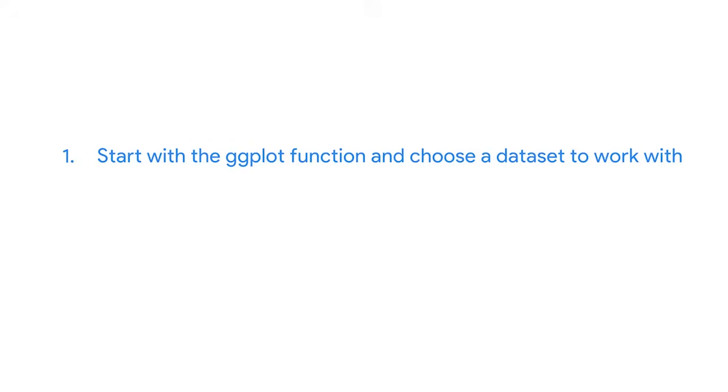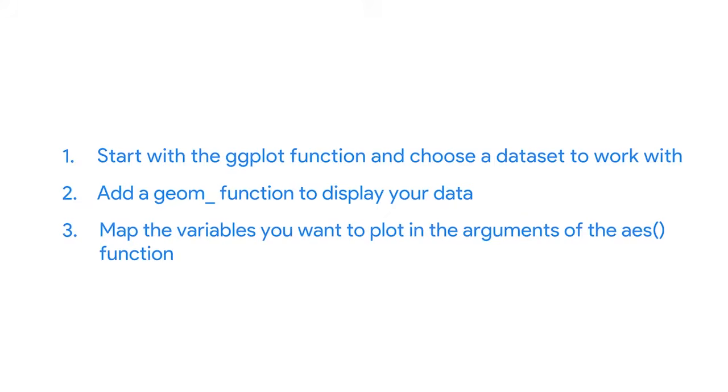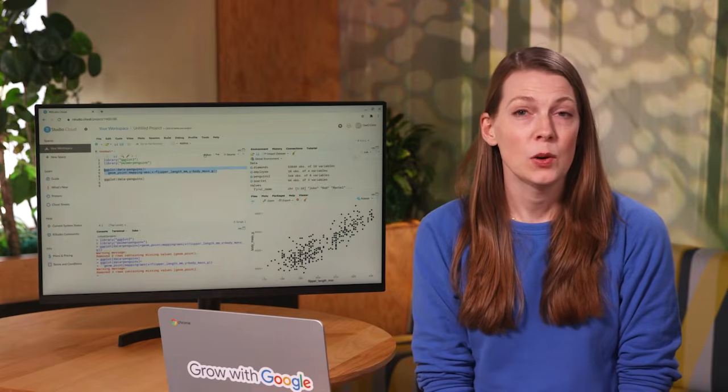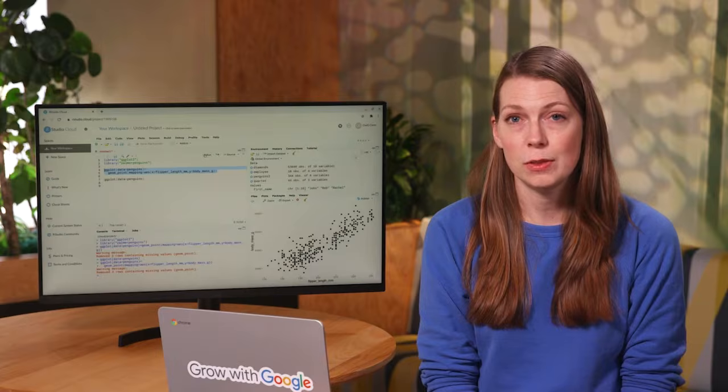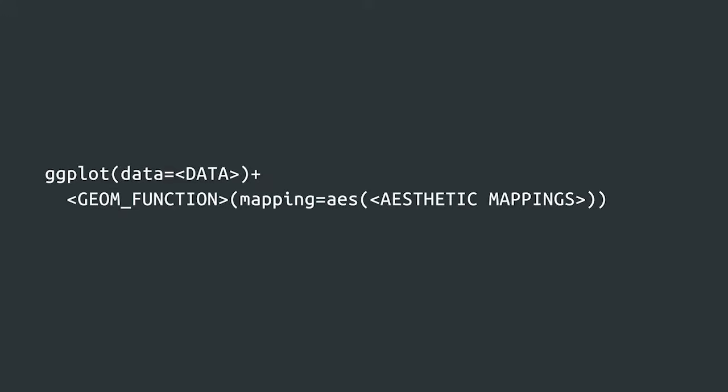Start with the ggplot function and choose a dataset to work with. Add a geom_function to display your data. Map the variables you want to plot in the arguments of the AES function. We can also turn our code into a reusable template for creating plots in ggplot2. To make a plot, replace the bracketed sections in the code with a dataset, a geom_function, or a group of aesthetic mappings. We can make all kinds of different plots using this template.